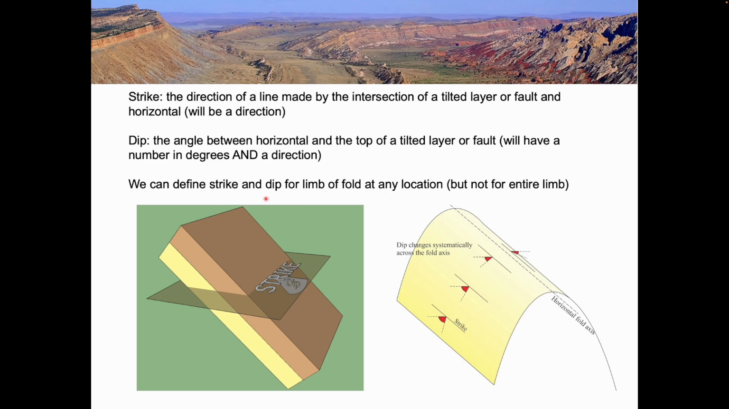We defined the strike and dip for the limb of a fold at any location, but not for the entire limb, because the dip of your fold limb is going to be constantly changing, because it's round. The dip direction is going to be oriented 90 degrees to the strike, or direction of your fold axis.